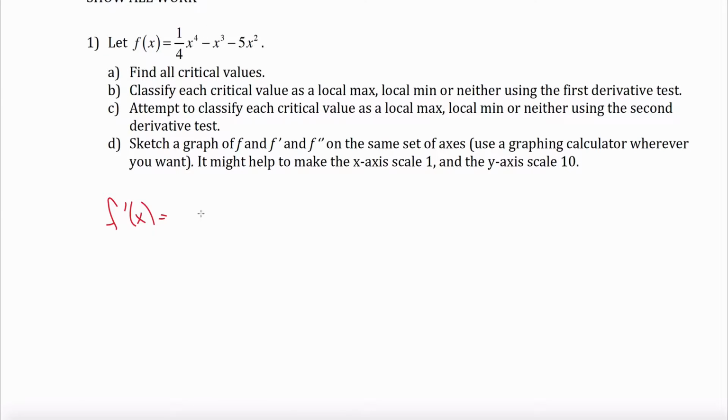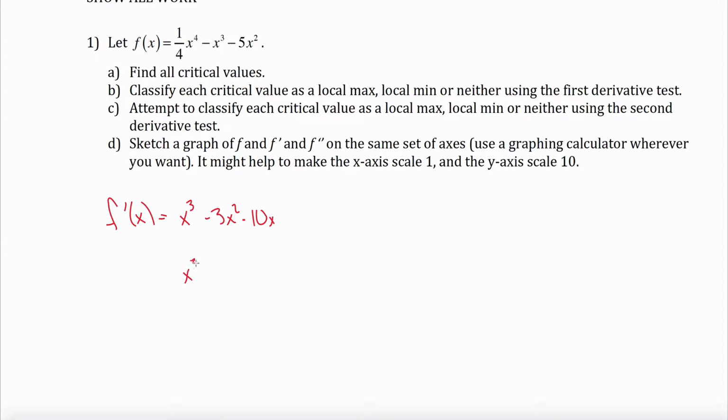Since I just have a polynomial here, it's pretty easy to figure out the first derivative. I'd get x cubed minus 3x squared minus 10x. And so I got to figure out when this thing equals 0 and when it's undefined. Well, it's never undefined because it's a polynomial. I'm not going to be dividing by 0 or taking square roots of negatives or anything like that. But it could equal 0. In fact, I'm going to have 3 spots where it equals 0.